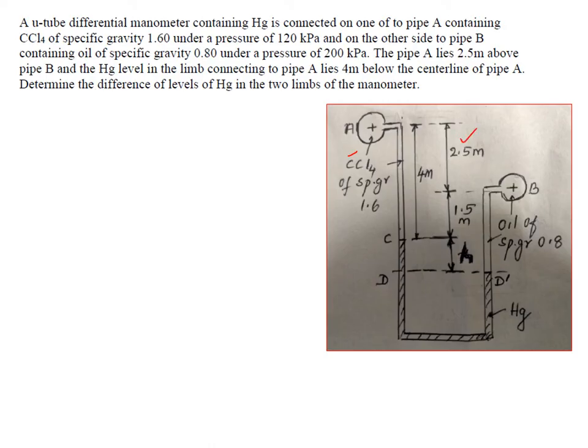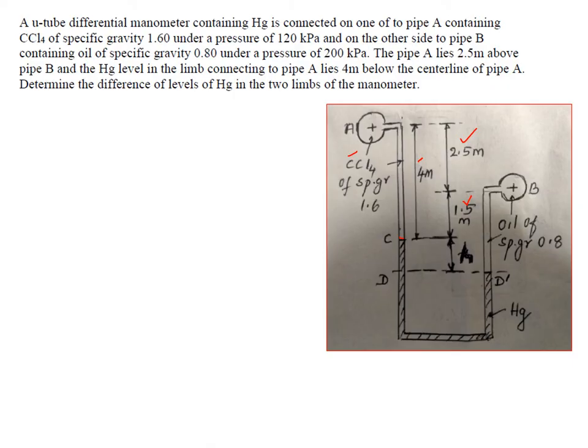So this mercury level is shown at a distance of 4 meters below the center line of the pipe. Once this is 4 meters and this is 2.5, this distance has to be 1.5 meters up to C. Here the difference of the mercury level is asked. So you cannot bring this D dash above and C below.